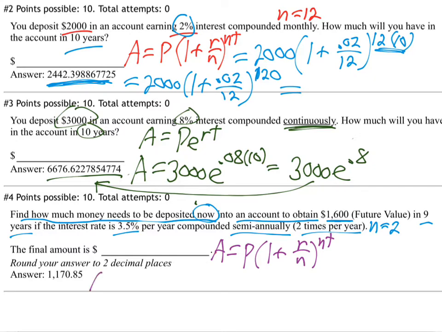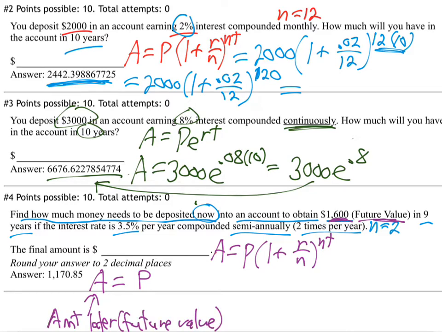So this is going to be P. Now, do we know the principal? Do we know how much money was put in the bank? No, we don't. The 1,600 is the future value. That's what you want to get in the future. That's A. That's what A means, the amount later, the future value, they call it. A means the amount later. P is the principal that you put in the bank now. A is the amount it grows to be later.